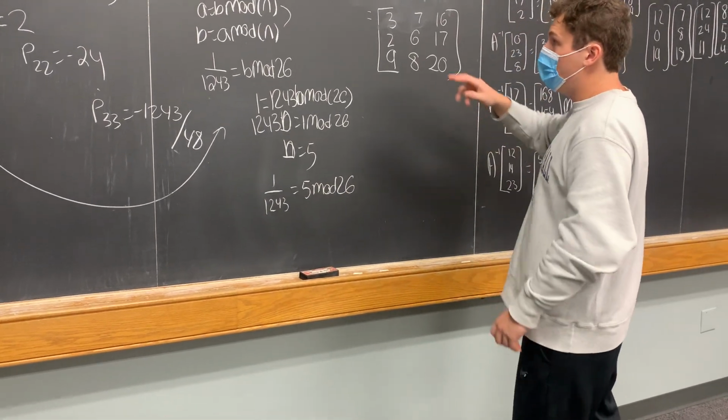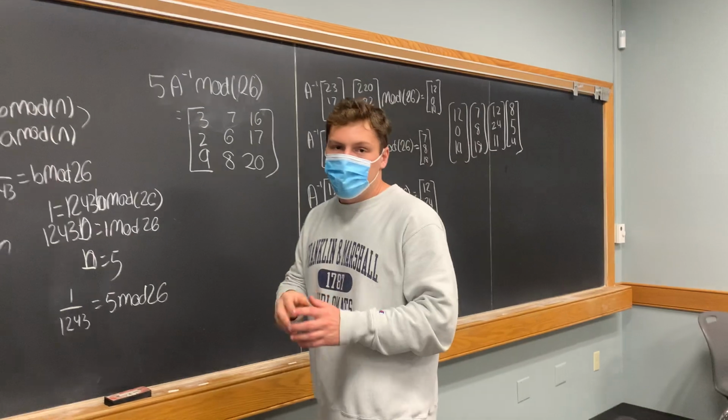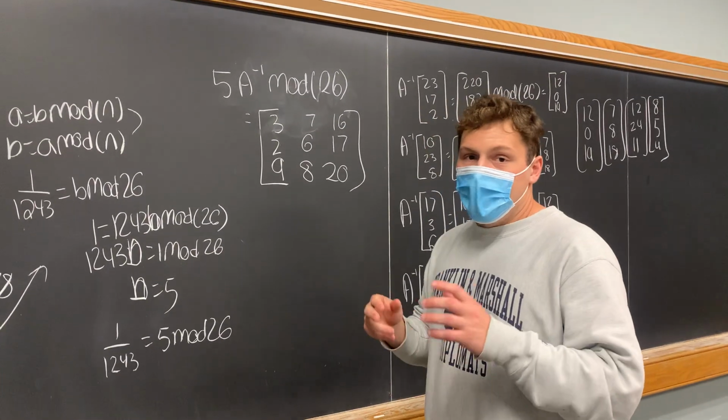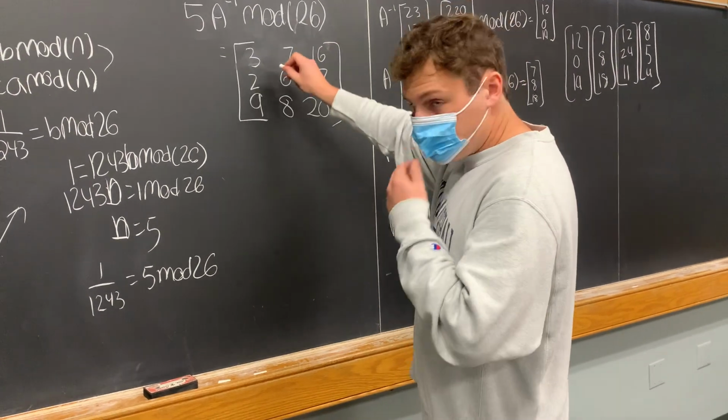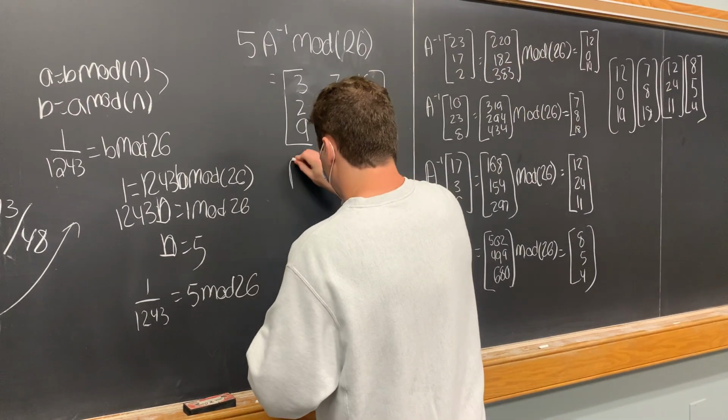So I basically performed 5 times my inverse matrix, and then I performed the mod 26 operation, and I get this matrix right here, which ends up being my decrypted matrix.